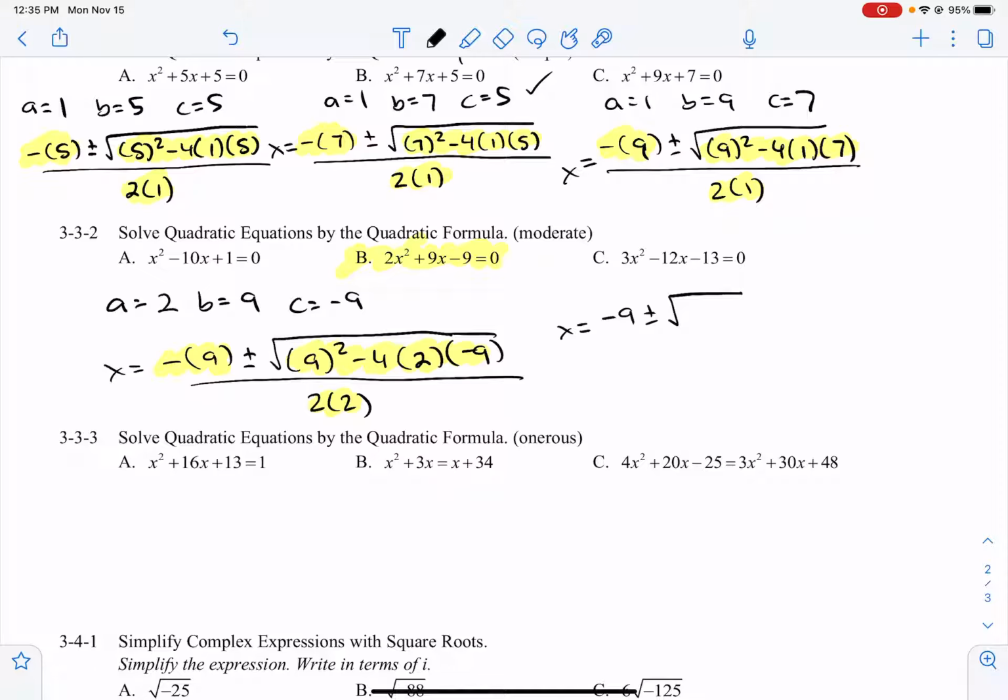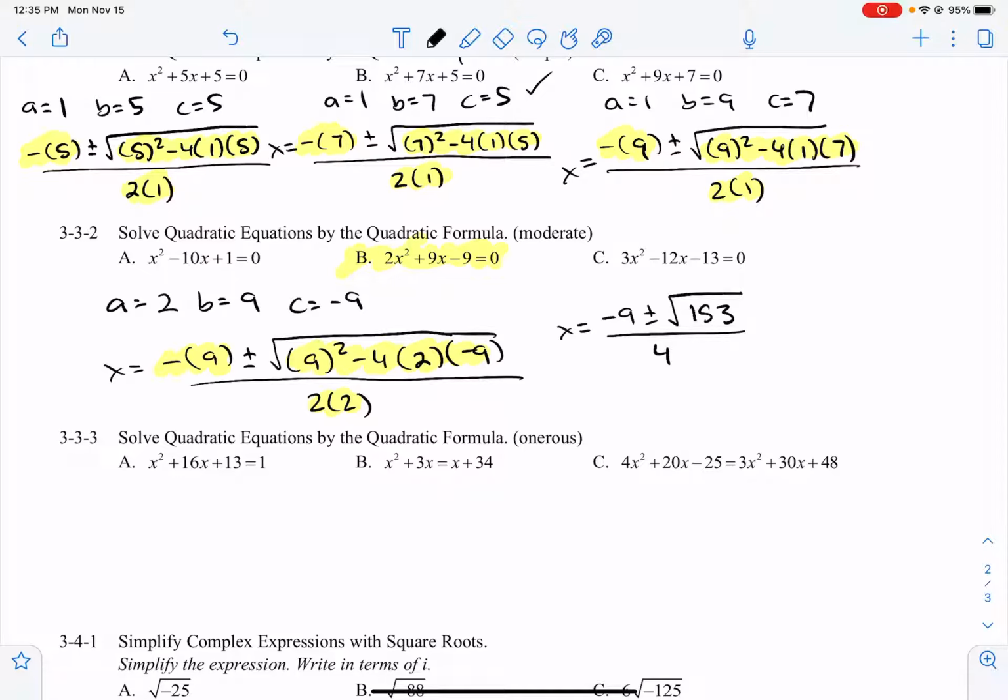Is that going to be 9 times 6? No, that's 9 times 8. So we get 81 plus 8 times 9. Yeah, so 81 plus 72. Nice. So 153, all divided by 4.